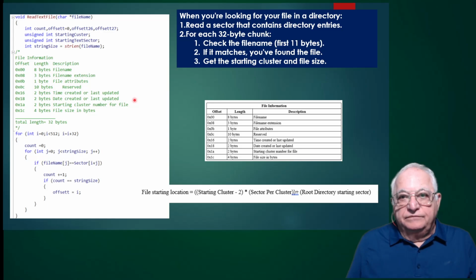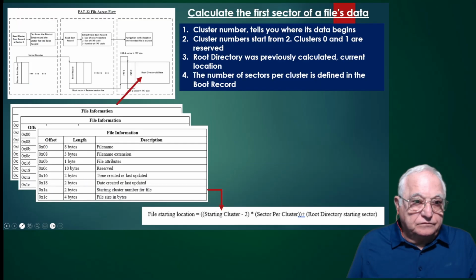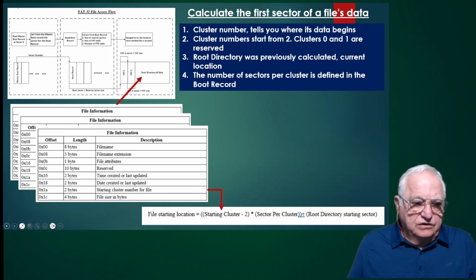Okay, and then once I find, of course, the file information table, I have the starting cluster. So where I'm going to come out of this loop is with the offset. Let me back up. When I do my loop, I'm going to find the starting location for this file information table right here. And from there I have to jump to the file location.